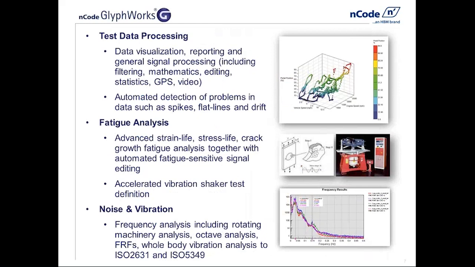GlyphWorks has a wide range of built-in digital signal processing tools such as filtering, mathematics, statistics, signal editing, anomaly detection. Right? The only thing that's consistent about measured test data is that it's never perfect. So GlyphWorks can automatically help look for problems like spikes, flat lines, drifts, all sorts of problems you might run into when measuring actual data. GlyphWorks can automatically plot on a map GPS traces to help users in the ground vehicle industry correlate events of interest in space and time.